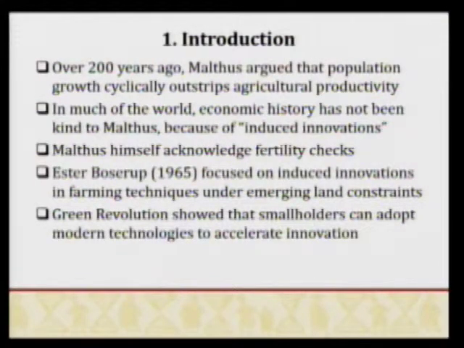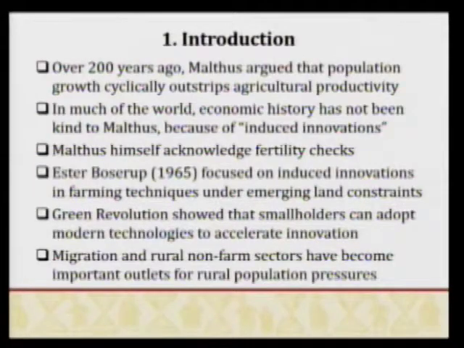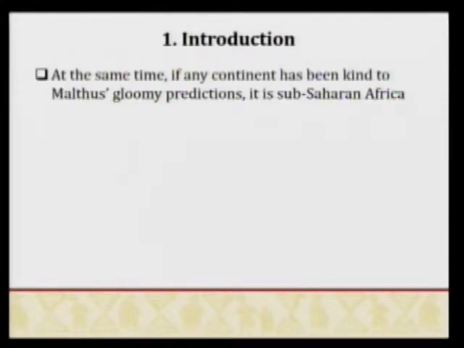Second, the Green Revolution, particularly in Asia, showed that smallholders can adopt modern technologies to accelerate production and innovation on the farm. And then third, more recently, and this is something we really wanted to visit in this special issue, which wasn't focused on in the old literature following Boserup, is migration and rural non-farm opportunities. These have become really important outlets for rural population pressures, as Schengen was alluding to.